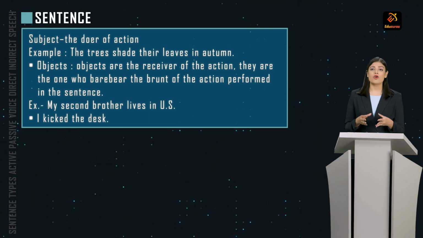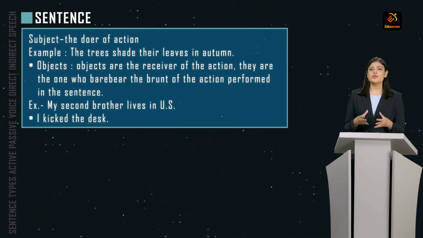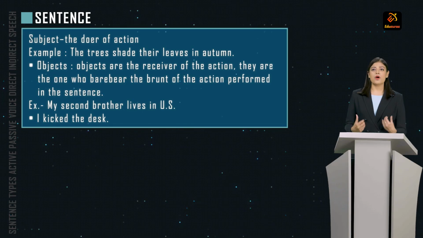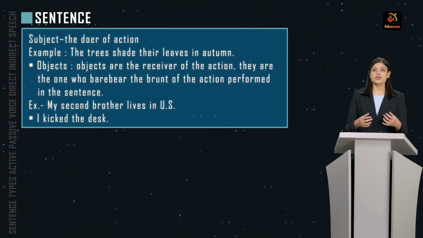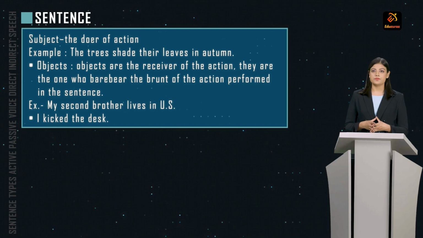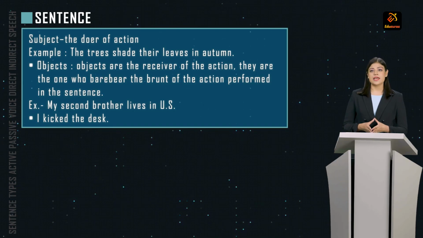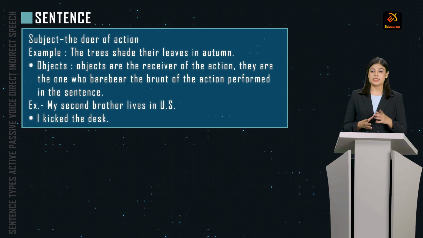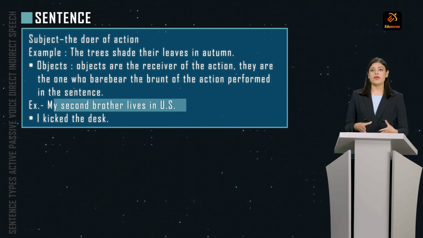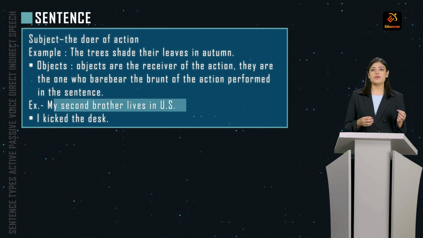Now let's talk about objects. Objects are the receivers of the action. They are the ones who bear the brunt of the actions performed in the sentence. So when I say, let's go back to the original sentence, the very first sentence we took. When I say, my second brother lives in the United States.